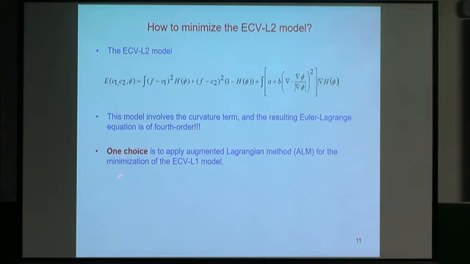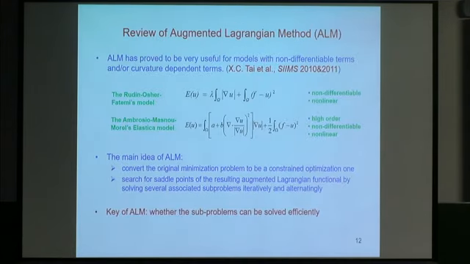Here we only list one choice which we would like to use. That is the augmented Lagrangian method, to rewrite this as an optimization problem, by introducing lots of dual variables to make it low order, so that each low order problem can be solved easily and quickly. So let's discuss the augmented Lagrangian method.